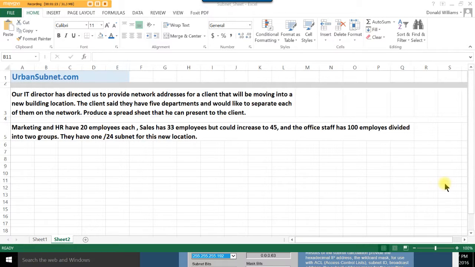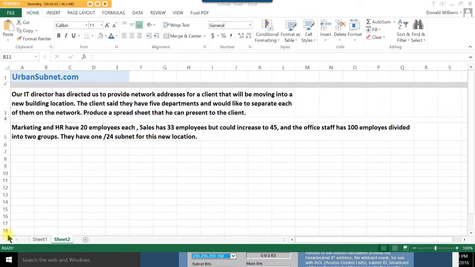Now, we have a /24 subnet with the additional information we see down here. They have one /24 subnet for this new location. They also noted that marketing and HR have 20 employees each. Sales has 33 employees but could increase to 45. And the office staff has 100 employees divided into 2 groups. So this is what we were presented with. Now we have to go back to our workstations and create this spreadsheet for our boss so he can present it to the client.